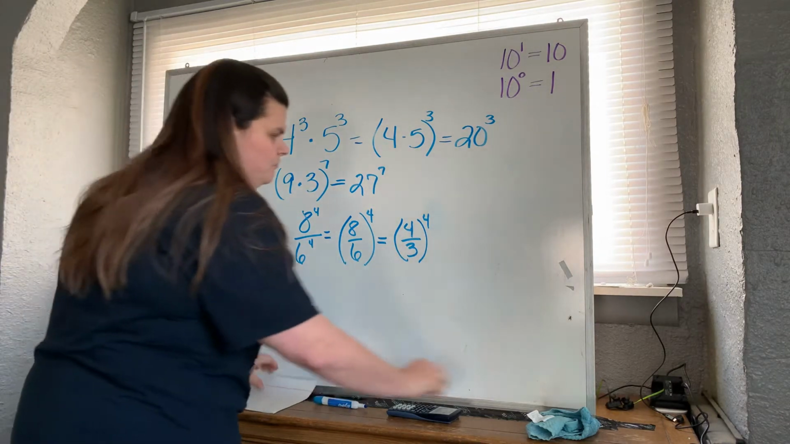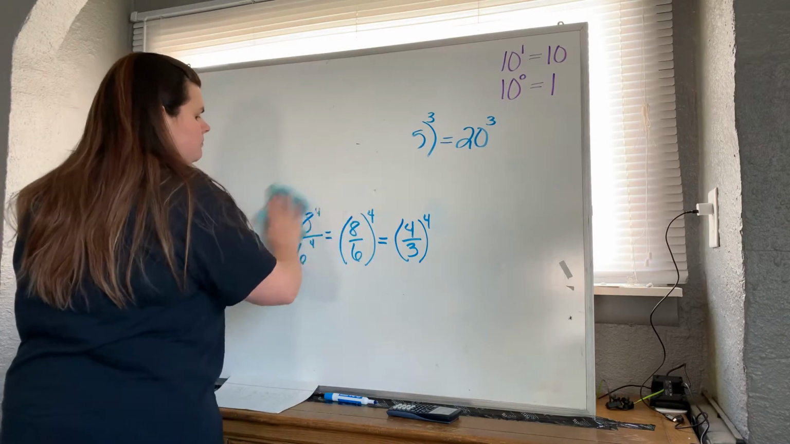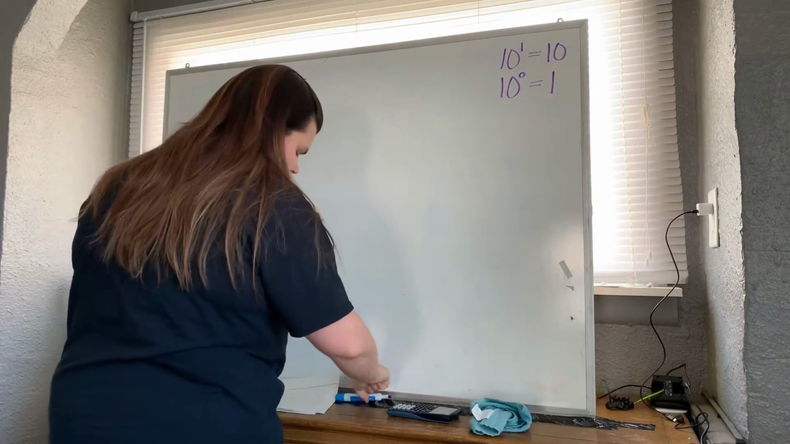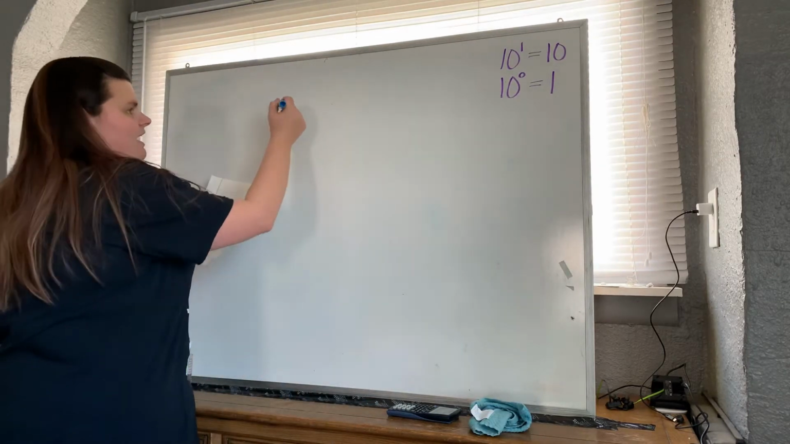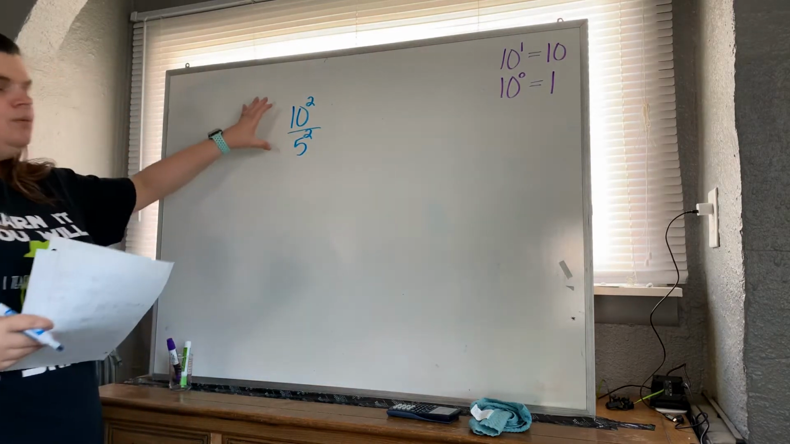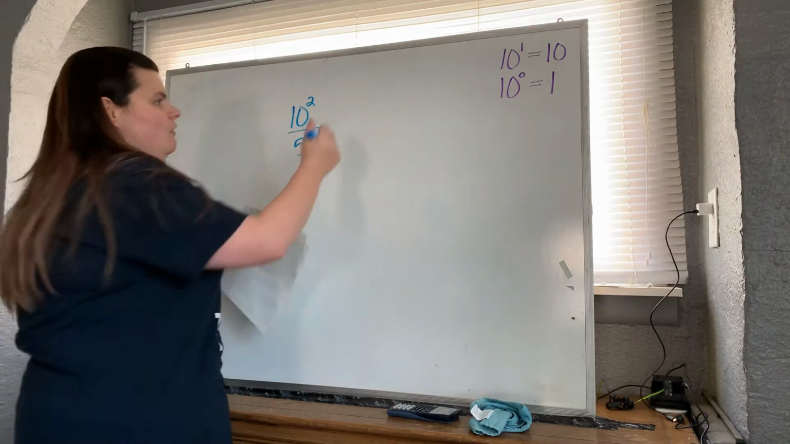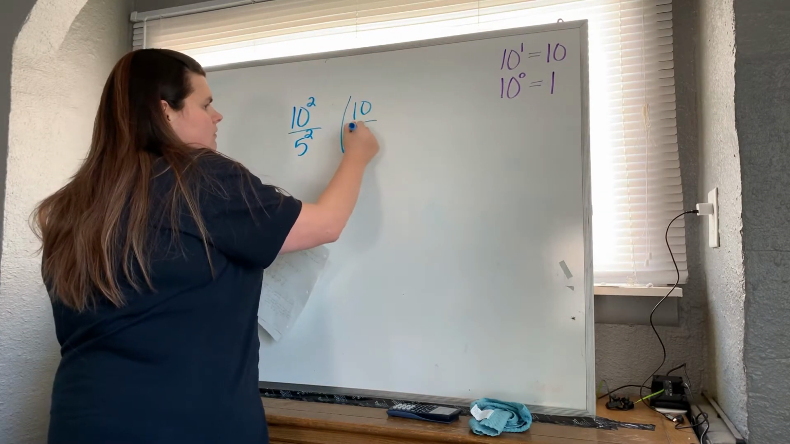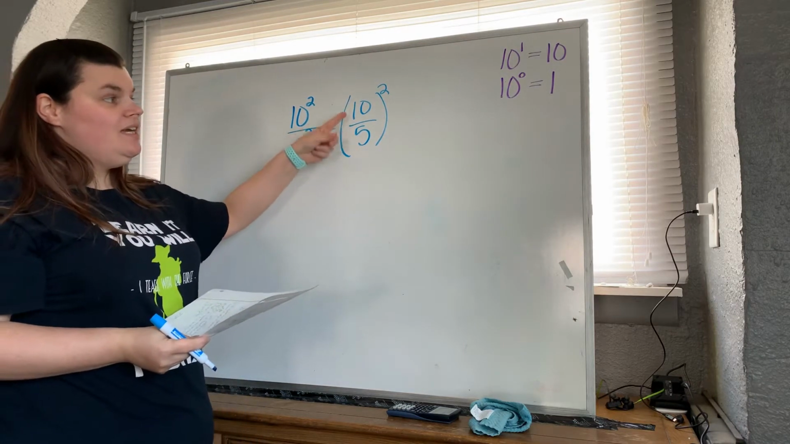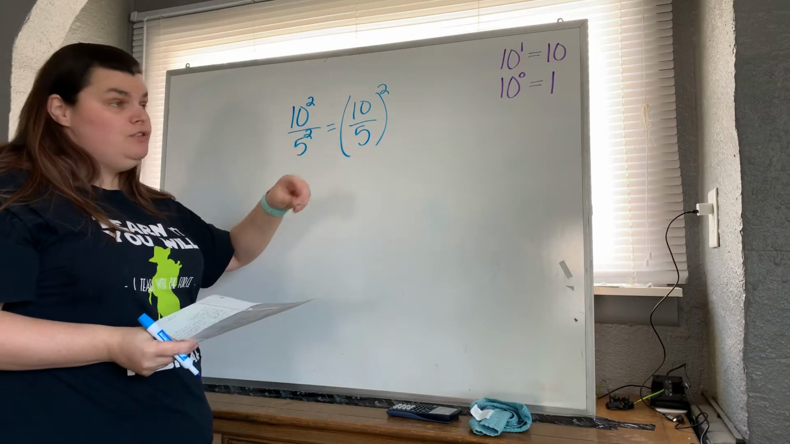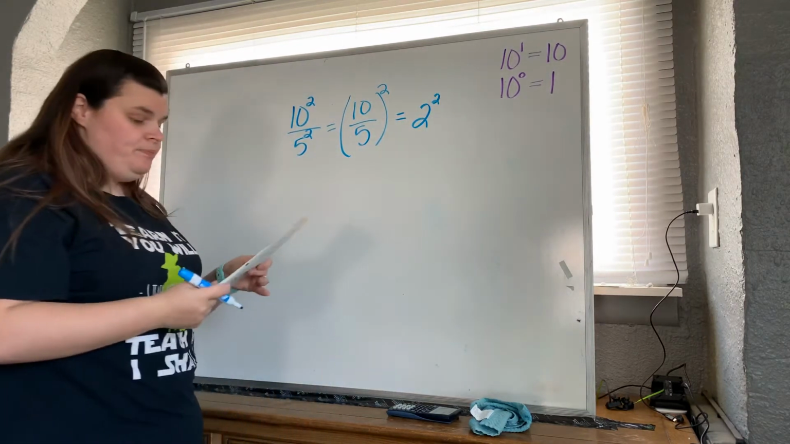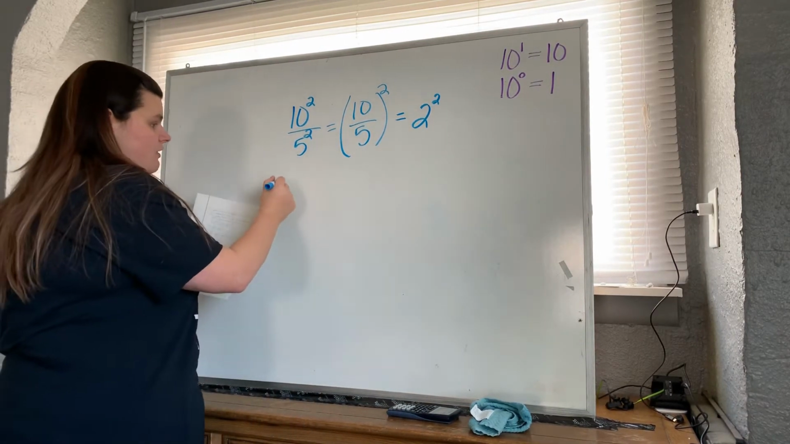All right, let me erase these so I have a little more room. All right, so let's do another one like that. If we have 10 squared over 5 squared, we're going to do the same thing. We're going to pull that power out. And then we're going to simplify inside. Now 10 over 5 simplifies all the way down to 2 because 10 divided by 5 is 2. So this is really just 2 squared. All right, so then we can also have something like this.